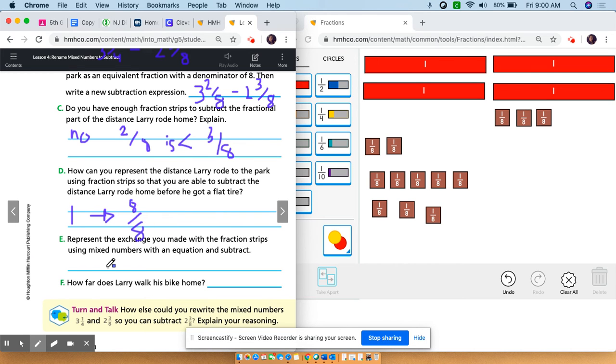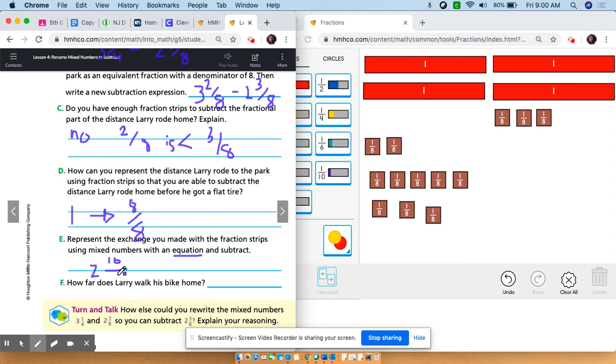Okay, and now it wants me to represent my new problem with the fraction strips using mixed numbers and an equation. Okay, so I can subtract. So I'm using an actual equation. So I have 2, and now I have a total of 8, 9, 10. 10 eighths.